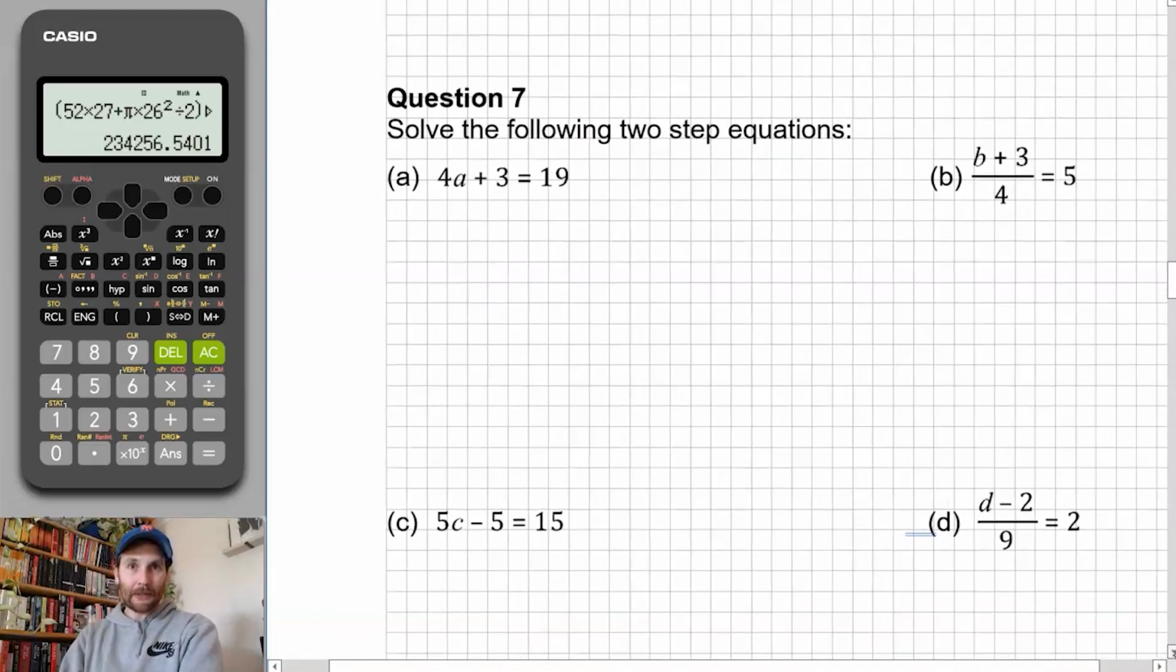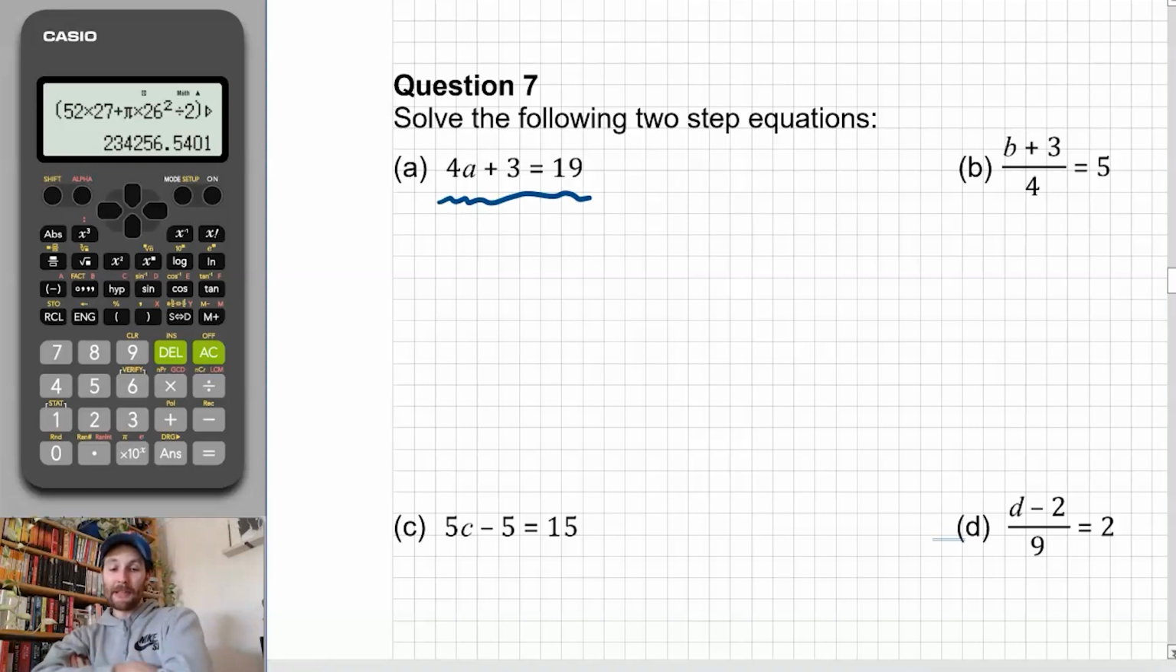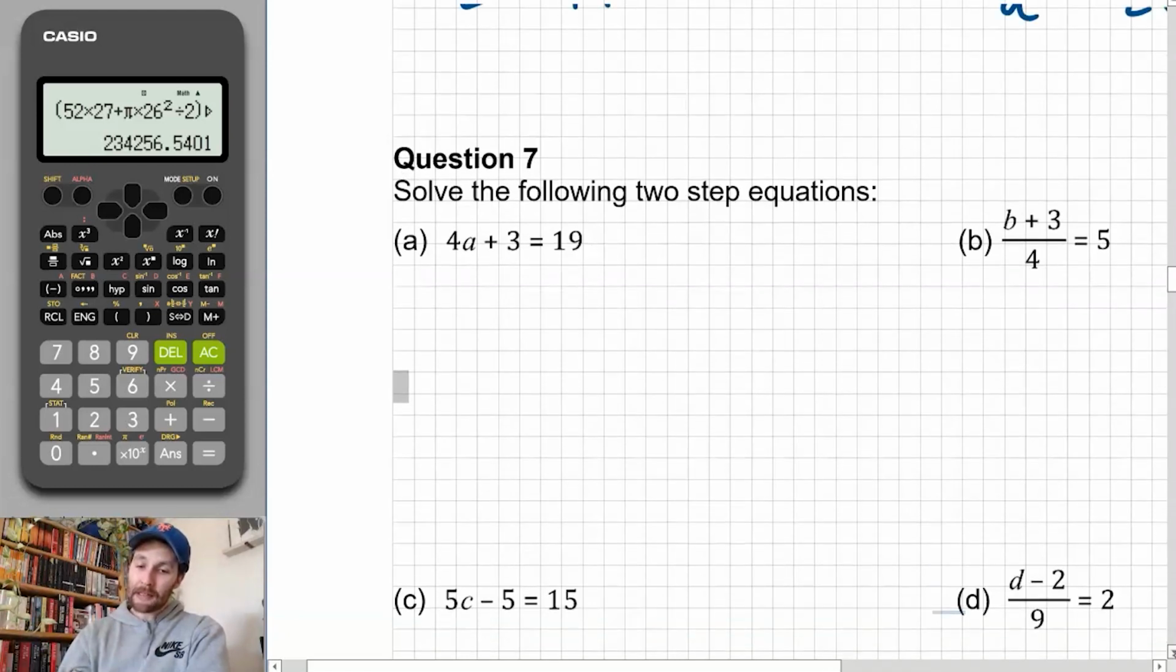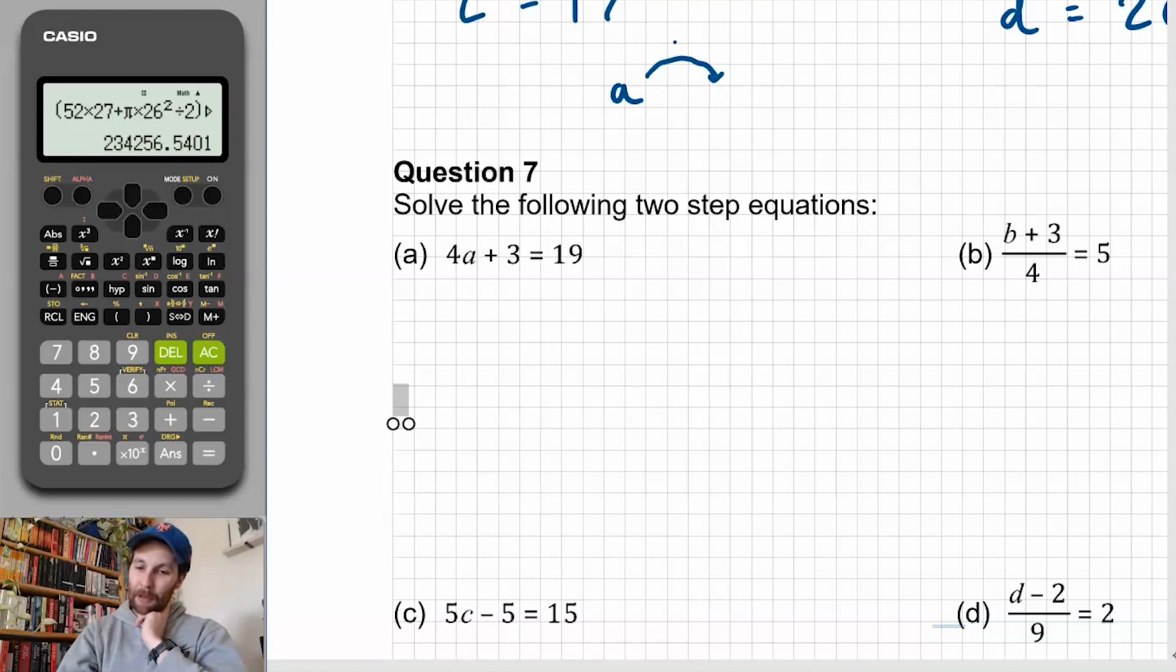Where it gets a little bit less cruisy is with these two-step equations. So with these ones, we look at our first one here as an example. We've got a mystery value, A, and it's been multiplied by 4, and then 3 has been added onto it to give us 19. So sometimes a good way to picture this is to think about what's happened to our variable. Like what has happened to A? What journey has A gone on? It's been multiplied by 4, which gave us 4 times A. And then it had 3 added onto it, which gave us 4A plus 3.